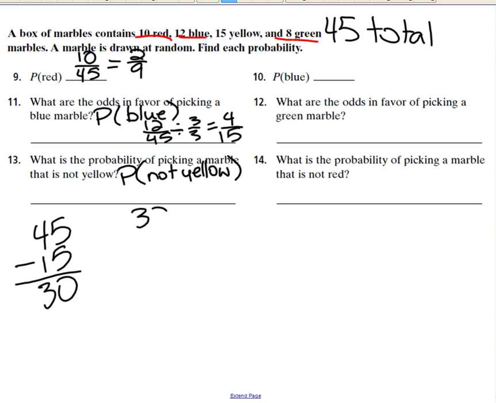So that would be 30 out of how many? 45. Can we simplify? We can simplify that by 5, or by what? By 15. Because 30 divided by 15 is 2, and 45 divided by 15 is 3.